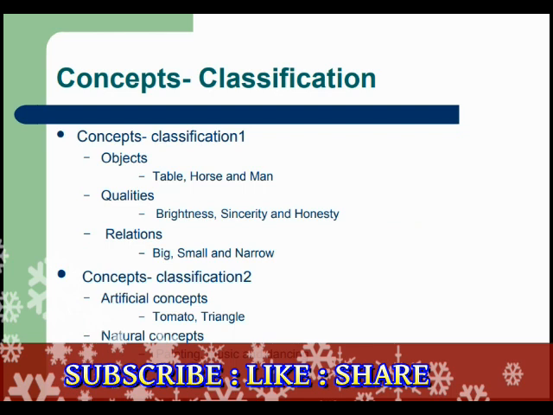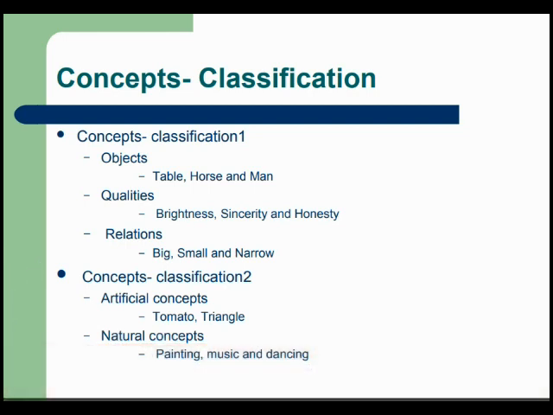Concepts classification. Concepts classification 1. Objects: table, horse and man. Qualities: brightness, sincerity and honesty. Relations: big, small and narrow. Concepts classification 2. Artificial concepts: tomato, triangle. Natural concepts: painting, music and dancing.